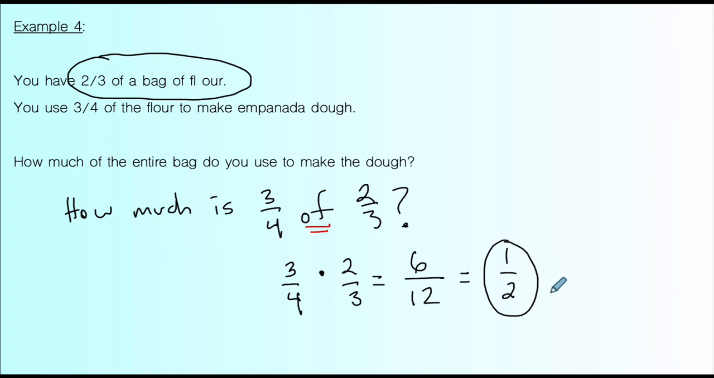It was 2/3 of the way full. You used 3/4 of that 2/3. And when it was all said and done, how much did you use? Well, 3/4 of 2/3 is 1/2. You used 1/2 of the bag of flour. And that would be your final answer.